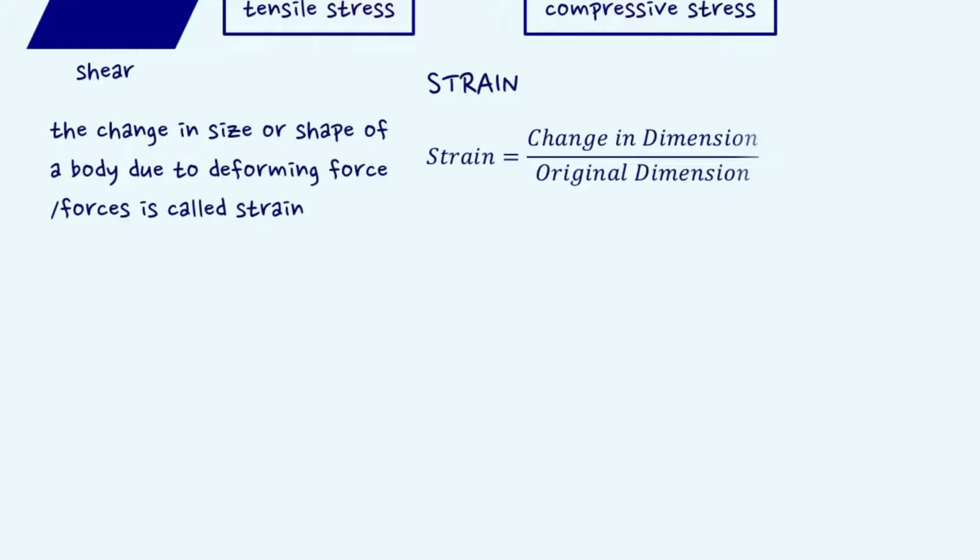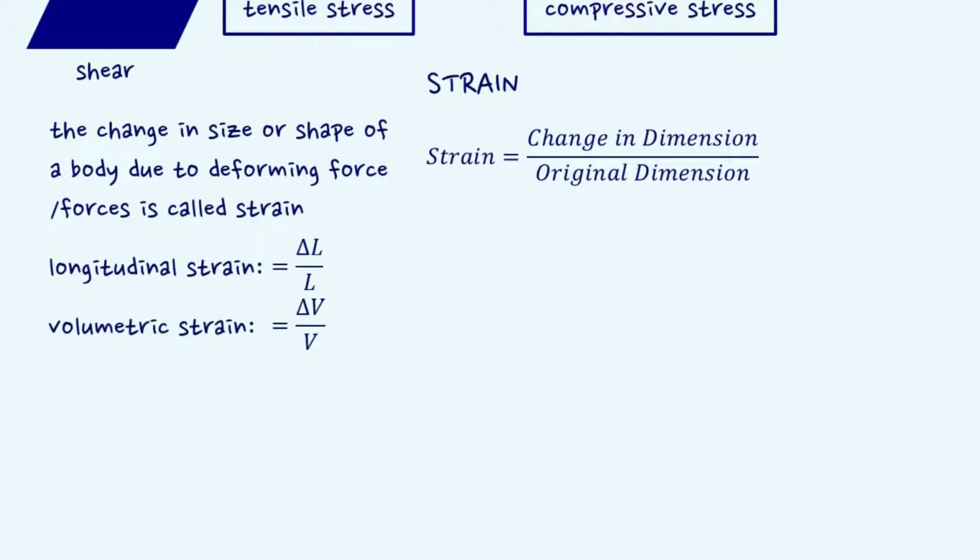As deforming forces can produce three types of deformations in a body, that is, change in length or volume or shape, there are three types of strain. First one is longitudinal strain. When the deforming forces change the length alone, the strain produced is called longitudinal strain. It is measured by the ratio of the change in length of the body to its original length.